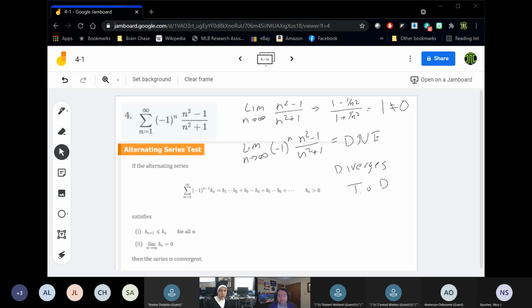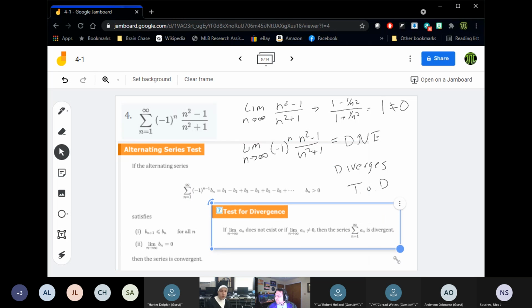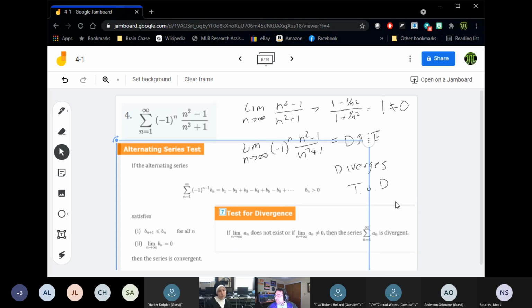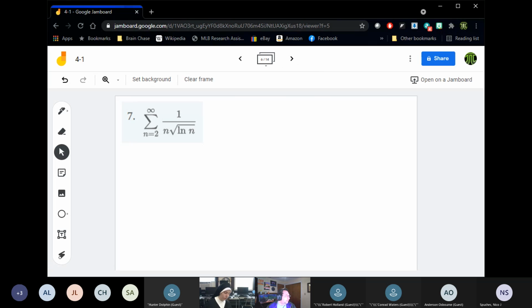So, and this was the quick. Let me just paste this one in there so you can see that too. And this was the test for divergence. So this limit does not exist, so therefore it is divergent. All right. Next one.